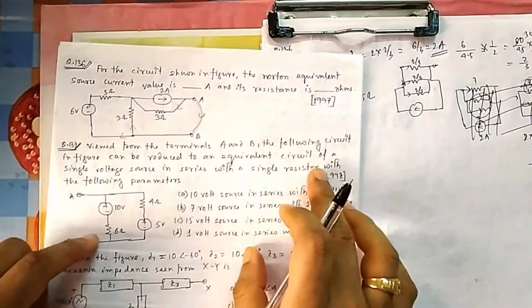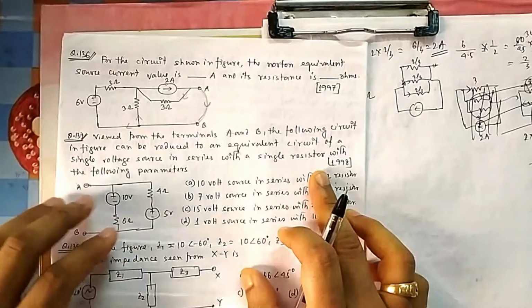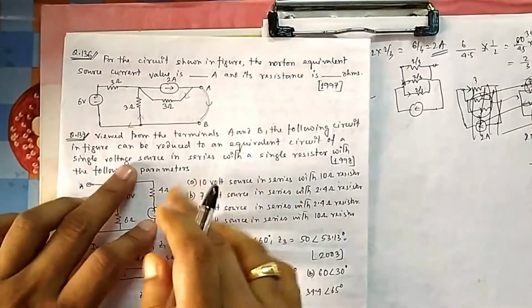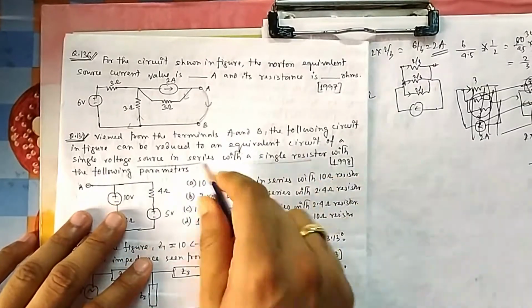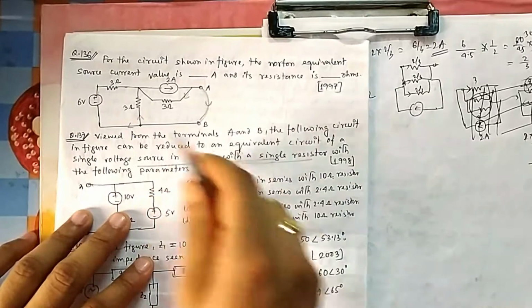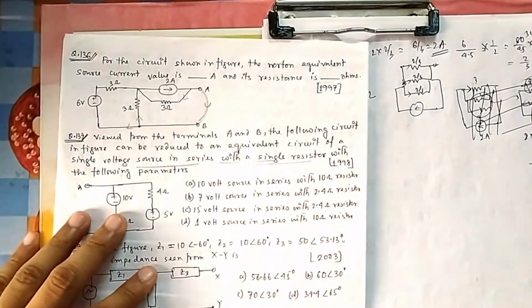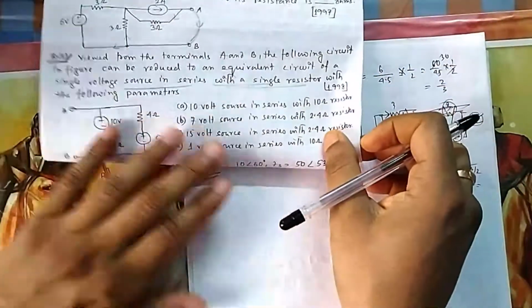From the terminals AB, the circuit in the figure is to be reduced to an equivalent circuit of a single voltage source in series with a single resistor. That is nothing but Thevenin's theorem, because in Thevenin's theorem you have a voltage source and a single resistance in series to represent the entire circuit. So you will find the Thevenin's voltage and resistance.